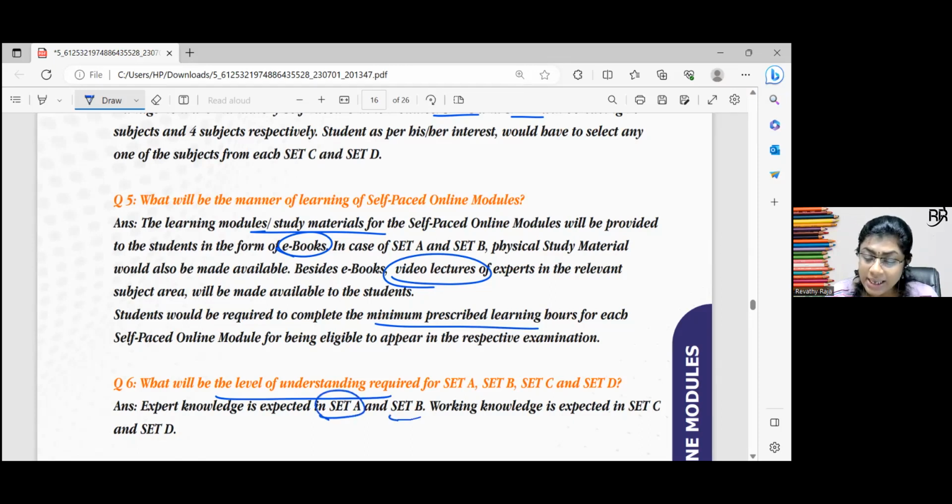And what is the level of understanding? Set A and Set B are law and SCMPE, which were there in the existing syllabus in final Group 1 and Group 2. So in those two, set A and set B, we need expert knowledge because they were subjects as per the existing syllabus. Whereas in set C and D, what they say is working knowledge. Expert knowledge in set A and B, and working knowledge in set C and D.